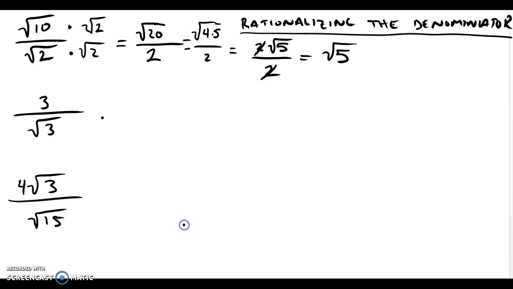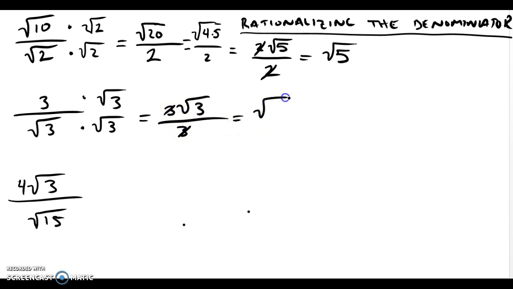This next one, we've got to rationalize the denominator, so we're going to multiply the top and bottom by square root of 3. And square root of 3 times square root of 3 is 3. And we've got 3 square root of 3 at the top, because 3 times the square root of 3 is just 3 square root of 3. These cancel, and we're left with the square root of 3.